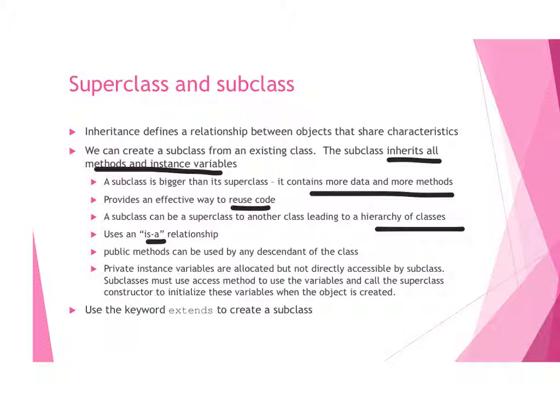Public methods can be used by any descendant of the class, even if those methods are not overridden. Private instance variables are allocated, meaning that they have memory set aside for them, but they're not directly accessible by the subclass. So these subclasses still have to use access methods in order to use the variables and call the superclass constructor to initialize these variables when the object is created. We use the keyword extends to create a subclass.